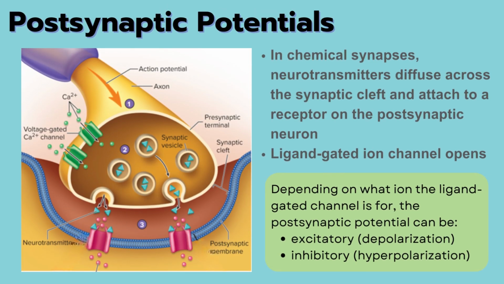As a reminder, chemical synapses function by a neurotransmitter diffusing across the synaptic cleft and attaching to a receptor on the postsynaptic neuron. This opens a ligand-gated ion channel. Depending on which ion the ligand-gated channel is for, the postsynaptic potential can be excitatory by causing a depolarization or inhibitory by causing a hyperpolarization.